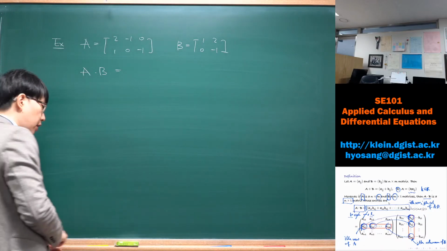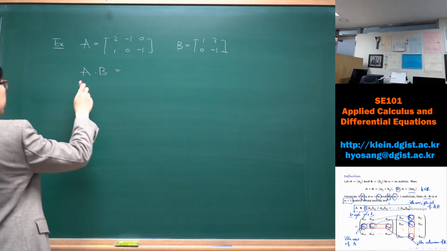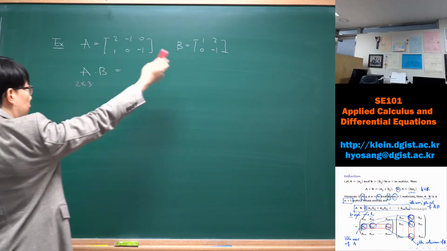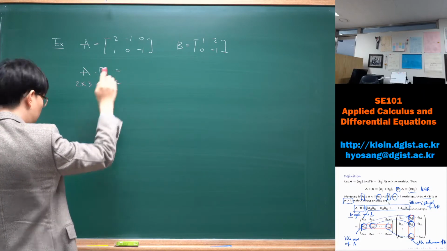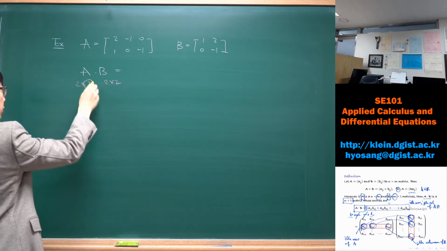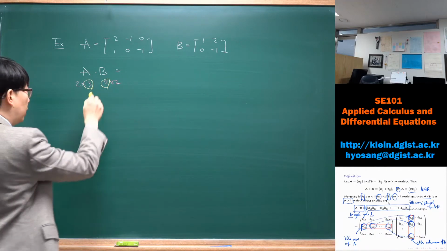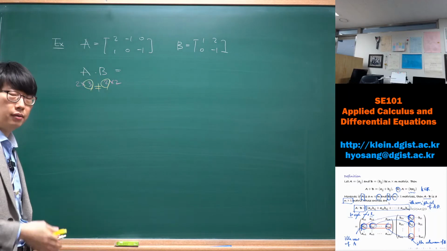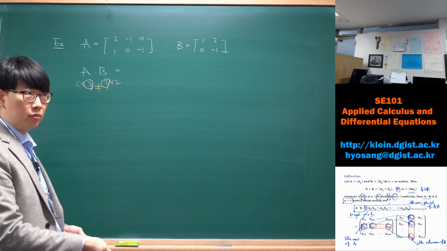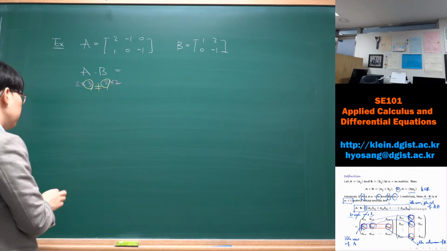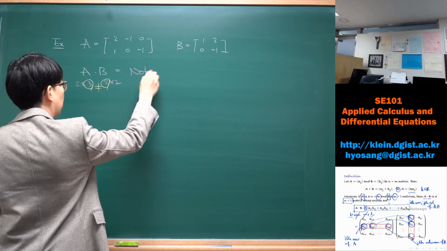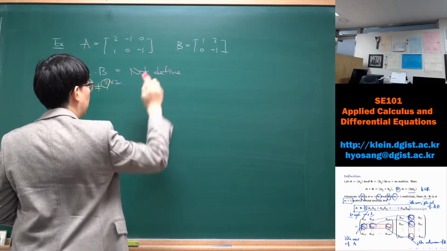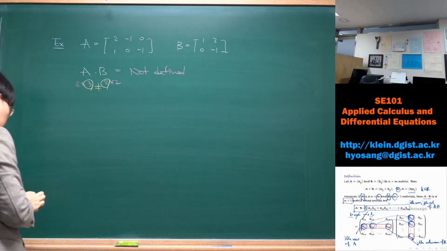No, because the size of A is 2 times 3 and the size of B is 2 times 2. These are not the same size. The length of the column of A is not equal to the length of the row of B. So this is not defined. You cannot define this multiplication.